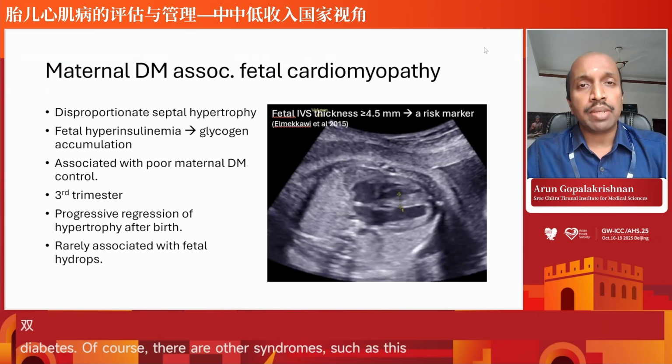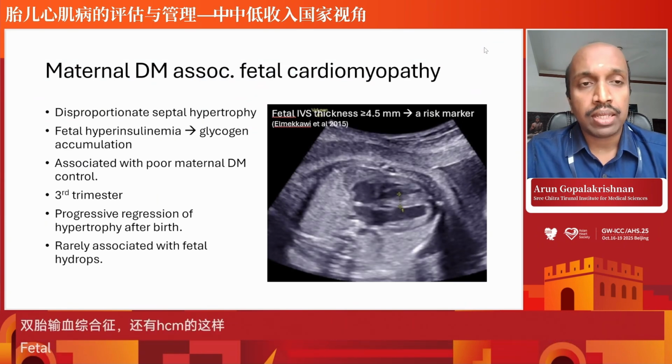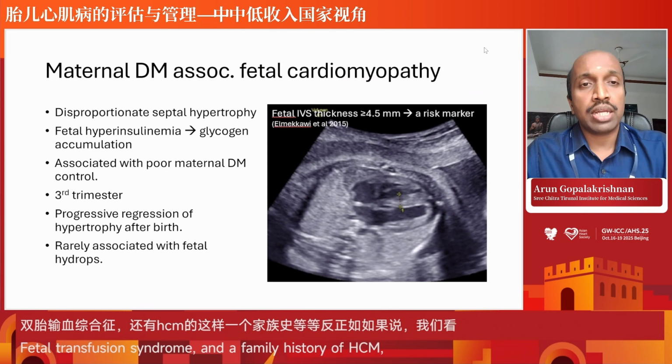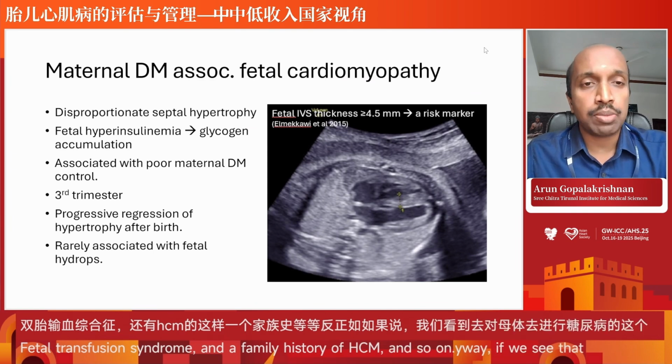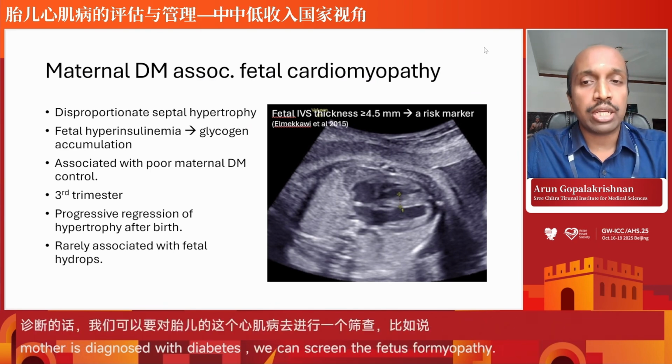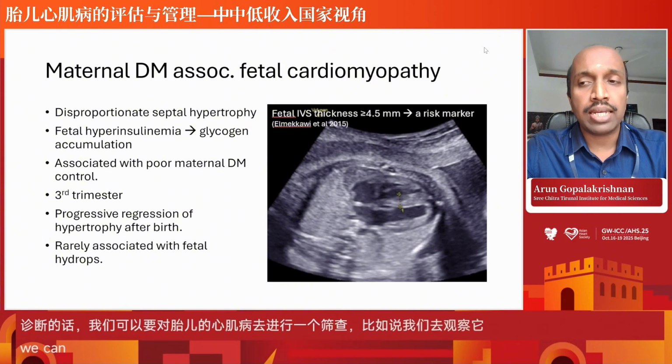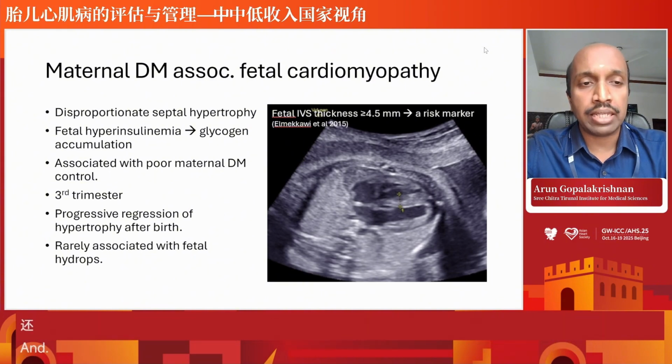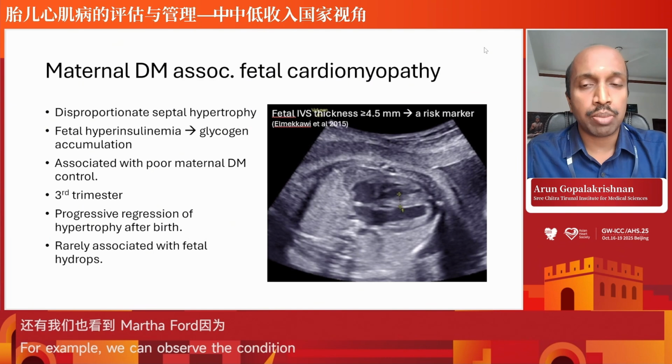So, maternal diabetes mellitus associated fetal cardiomyopathy is characterized by disproportionate hypertrophy of the interventricular septum. That is because insulin is an anabolic hormone, and fetal hyperinsulinemia leads to glycogen accumulation in the interventricular septum, and it is a marker of poor maternal diabetic control. It's usually seen in third trimester of pregnancy.